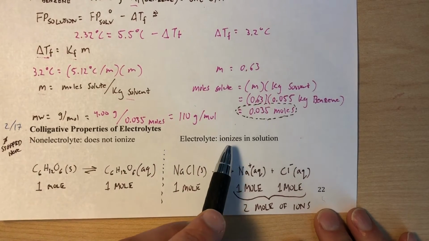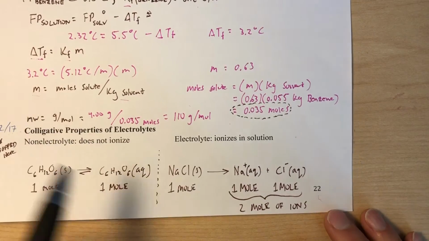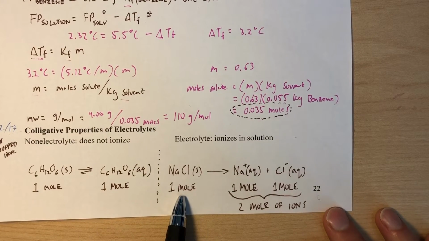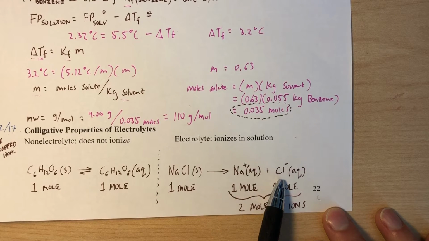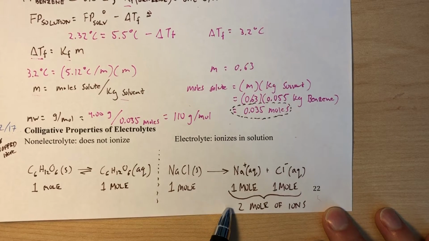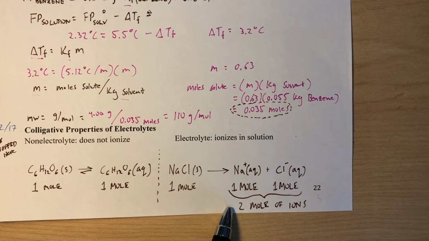An electrolyte is different in that it ionizes in solution. So if you had 1 mole of sodium chloride solid, when it's aqueous, sodium becomes a +1 ion, chlorine becomes chloride, which is a -1 ion, and you are left with 1 mole of each, with a total of 2 moles of ions in solution.